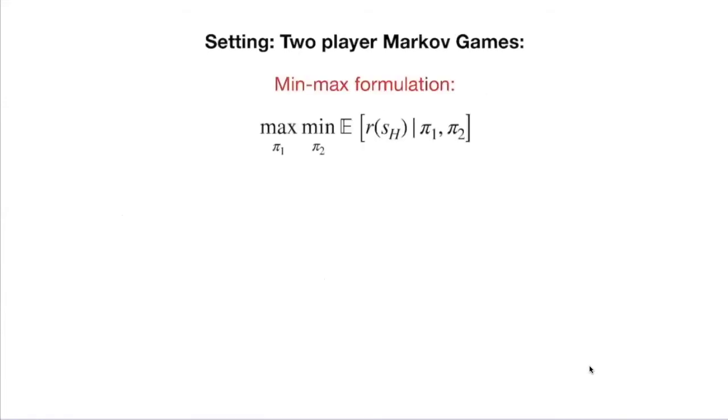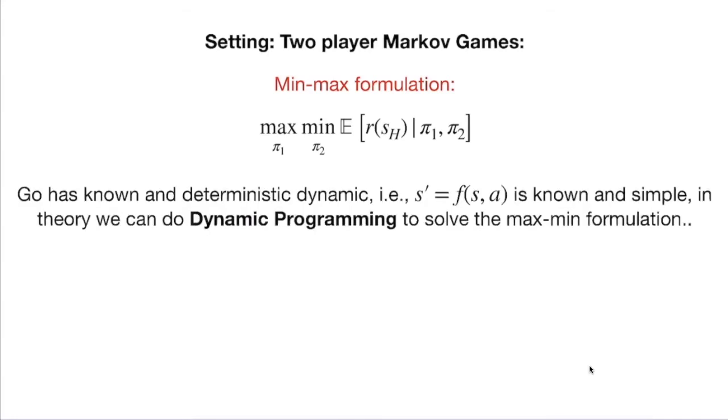So we have this max-min formulation. As I said, this is a zero-sum game, and the optimal solution to this max-min optimization problem exists. The way we can compute this is using dynamic programming. For this particular game Go, it has known and deterministic dynamics. Based on the board position and the action, the next state is trivial. Everything is known, there's no hidden stuff in this game. So we can actually use dynamic programming to solve this max-min formulation.